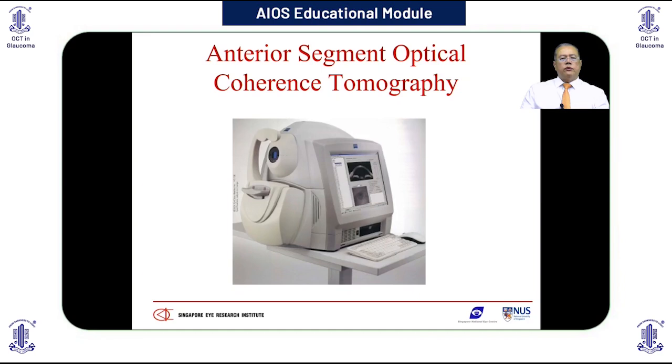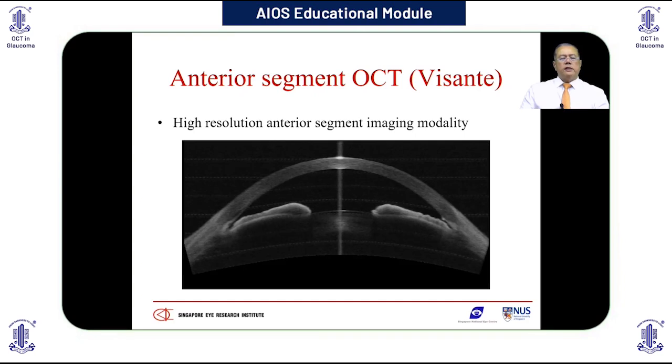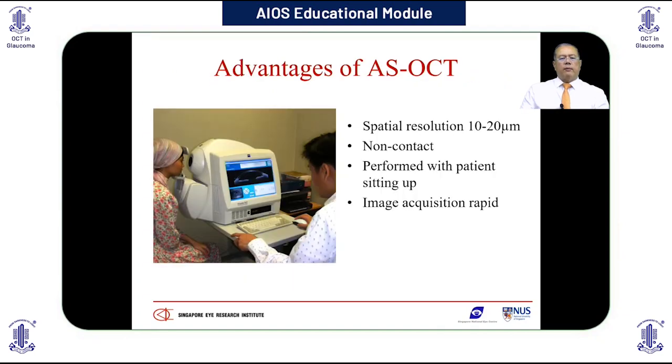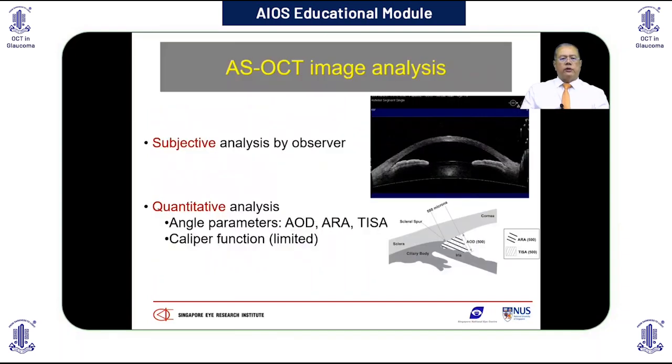We move on now to OCT, or optical coherence tomography, and anterior segment OCT has been around for several years. With this method, you obtain a cross-sectional image of the anterior segment, as you can see in this picture. The advantage of anterior segment OCT is the good spatial resolution; it's non-contact, performed with the patient sitting up, with rapid image acquisition. When you see the anterior segment OCT image, there are two ways of analyzing the image. One is by subjective analysis by the observer to determine if there's angle closure or not, and secondly, quantitative analysis using measurements.